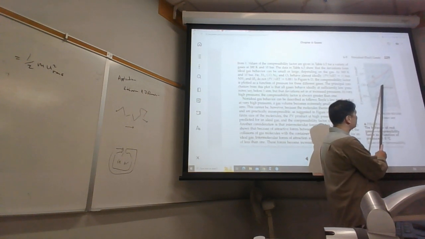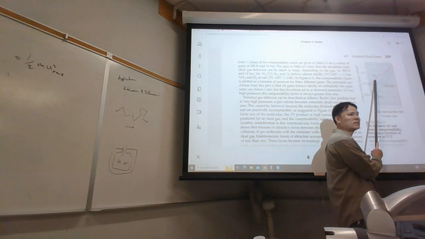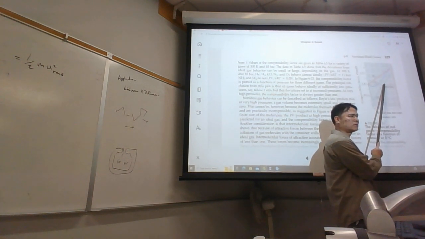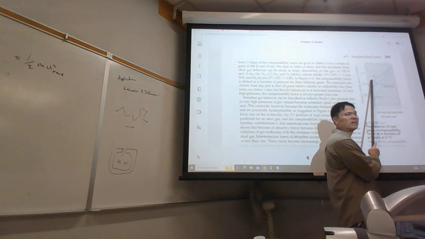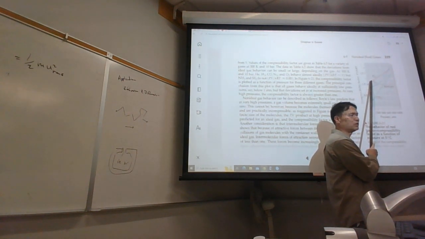You see this black dashed line? That's the ideal gas law. This is what the ideal gas law predicts. Do you see these curves, the green, the blue, and the red? That's what the experiment shows.